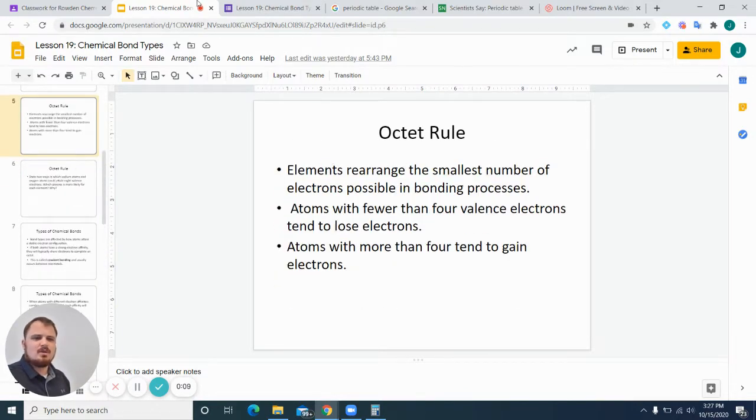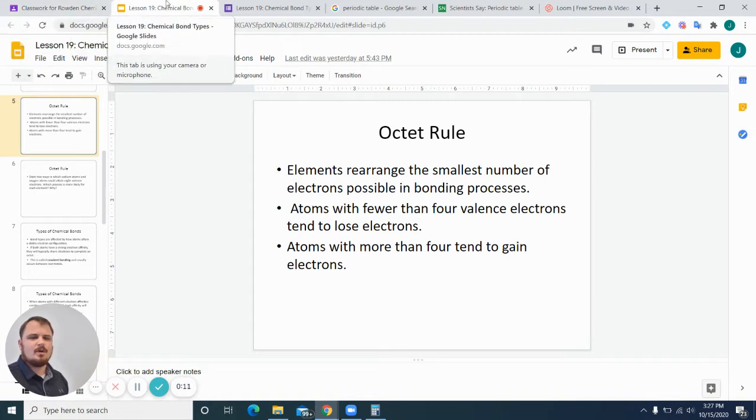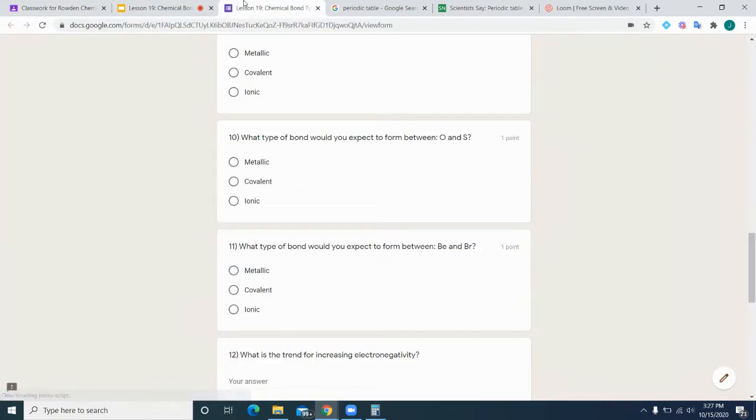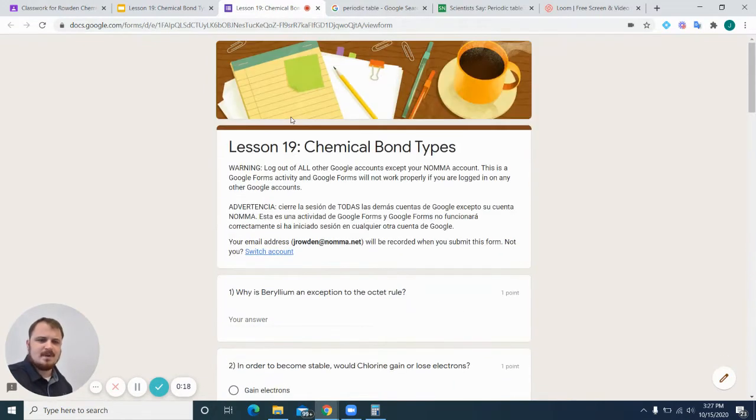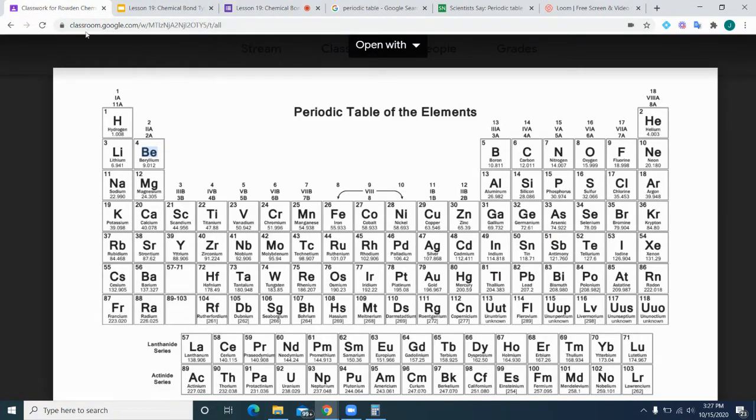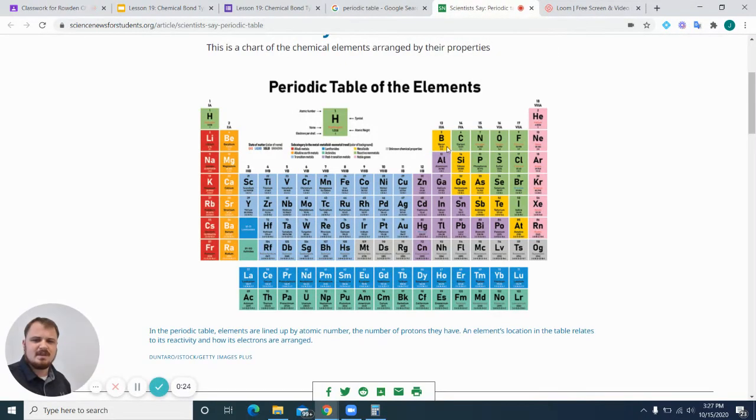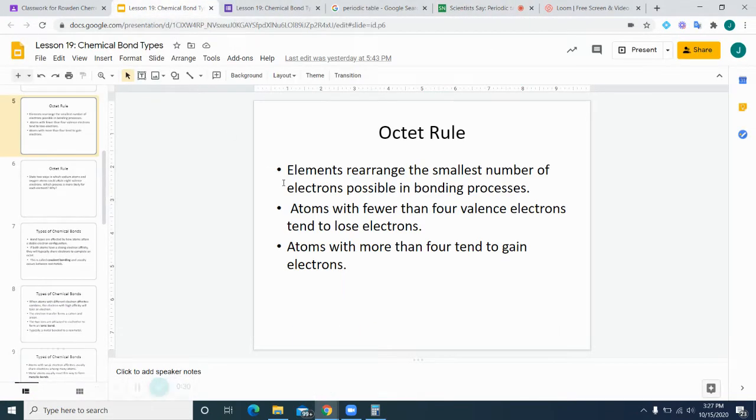All right, so first off, you're going to want to open up the lesson 19 slides. You're going to want to open up the assignment that goes with it, and you'll want to open up the periodic table. I've also opened up this other table right here because I'm going to highlight where metalloids are again, but that'll come in a little bit. All right, so lesson 19 at the beginning.